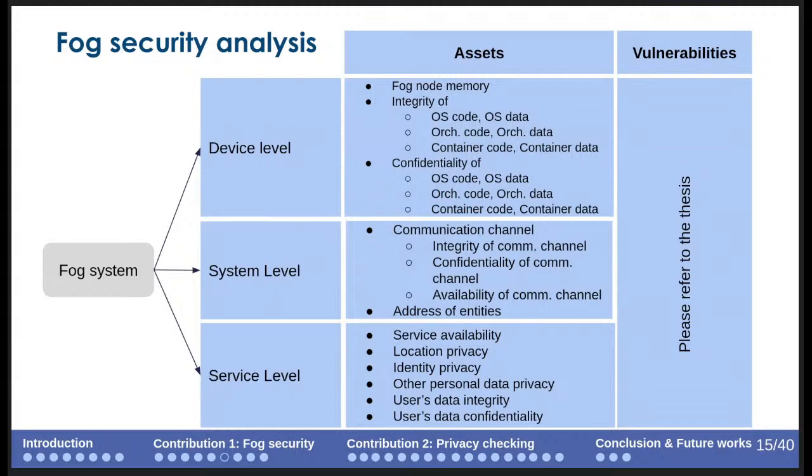And another thing is the location of the user. Because fog is designed to be in the proximity of the user, the fog nodes, in fact, have approximate location about the user, and location is personal data. I can mention these two main vulnerabilities that are related to the fog context.